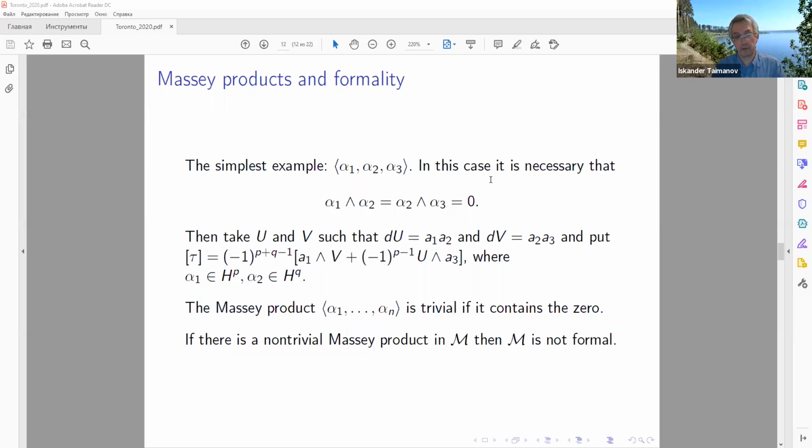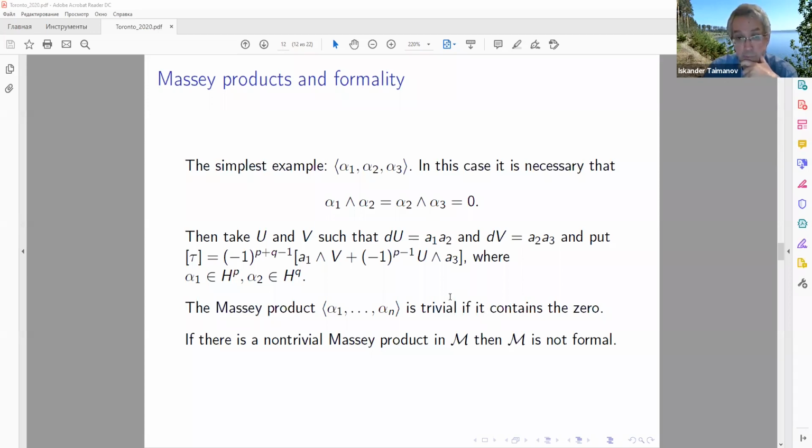Formality can be derived for... is equivalent to another statement, but I wouldn't stay on that. That's more, it will take some time. But I'm just looking for criteria for non-formality. So if you do have a non-trivial triple Massey product, then M is not formal. Usually that's how this is.